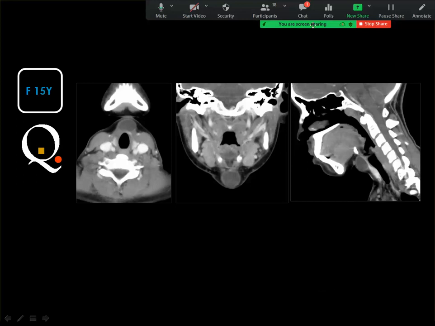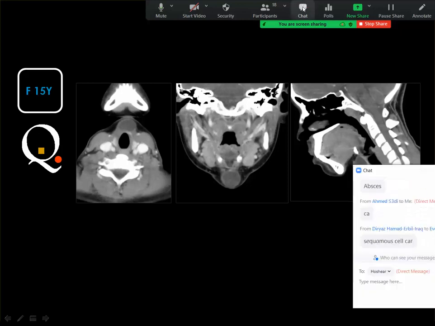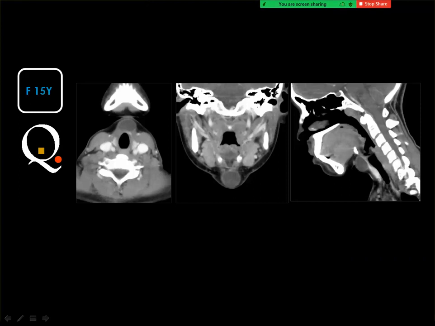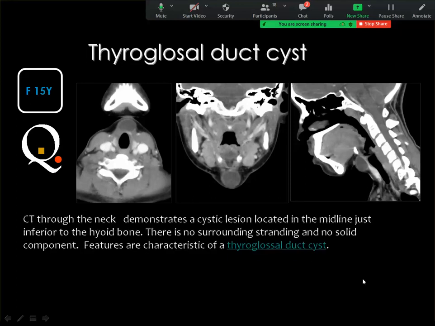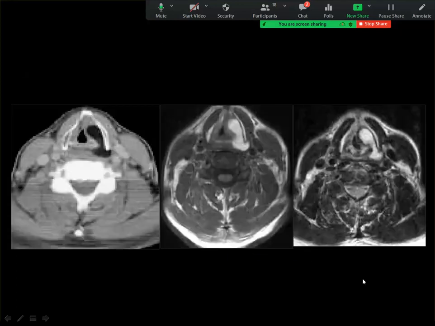This is the classic appearance of, yes, a thyroglossal duct cyst, a midline cystic lesion in the neck anterior to the larynx at the level of the hyoid bone, with no significant post-contrast enhancement, diagnostic of thyroglossal duct cyst.